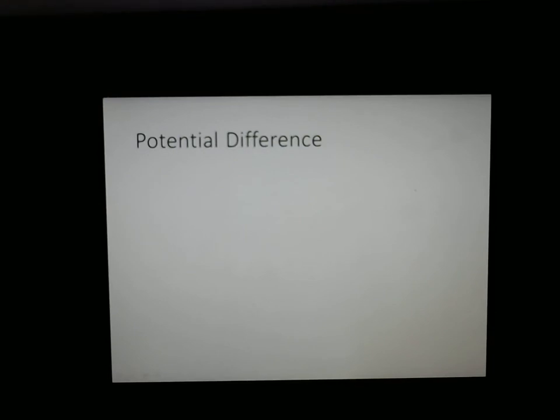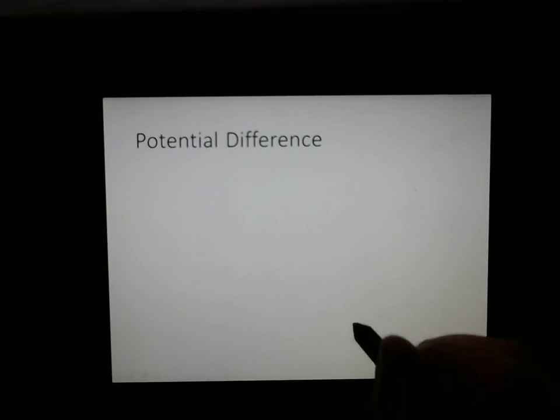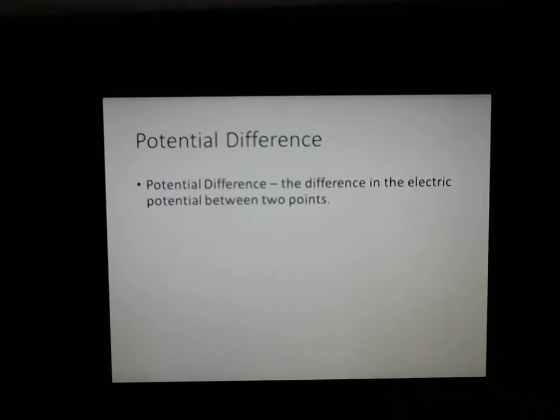So the big thing we're going to look at is potential difference. We're not going to worry about electric potential, but we do use that to work out potential difference. This is the difference in potentials between two points. Nice and easy. And what we're going to do is cheat and make one of the points equal to 0.